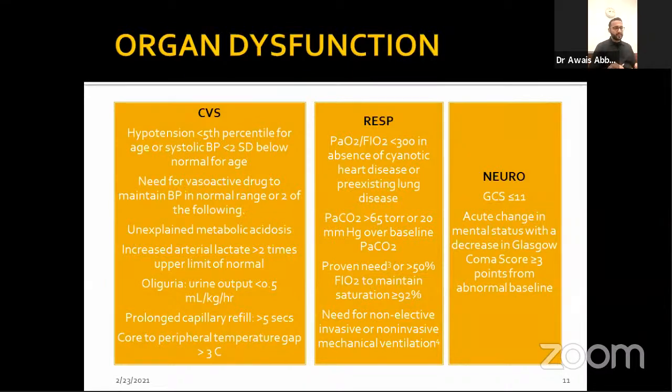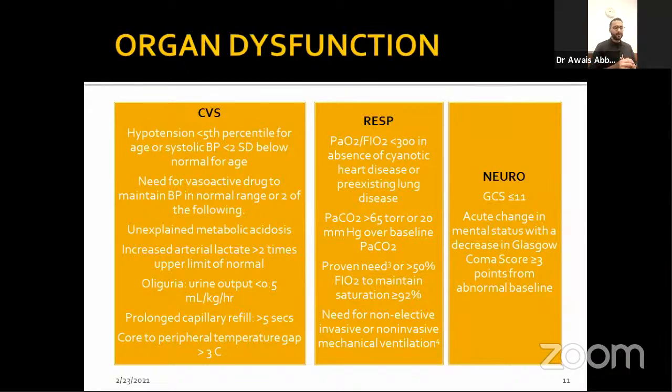Regarding cardiovascular dysfunction, we define it as hypotension less than the 5th percentile for age, or systolic BP less than 2 standard deviations below normal for age, or when we need a vasoactive drug to maintain the blood pressure, or unexplained metabolic acidosis, or increased arterial lactate of greater than 2 times the upper limit of normal. Oliguria comes in here as well, less than 0.5 ml per kilo per hour. If you get prolonged capillary refill of greater than 5 seconds, and core to peripheral temperature gap is greater than 3 centigrade.